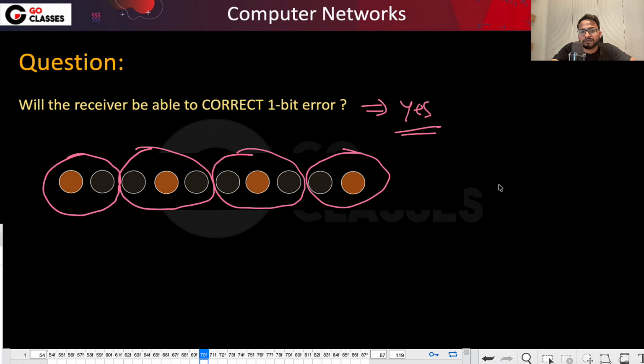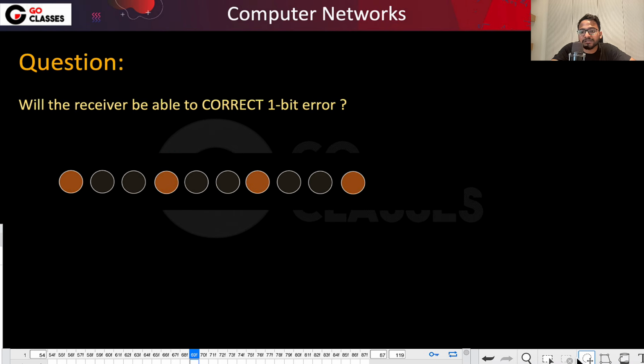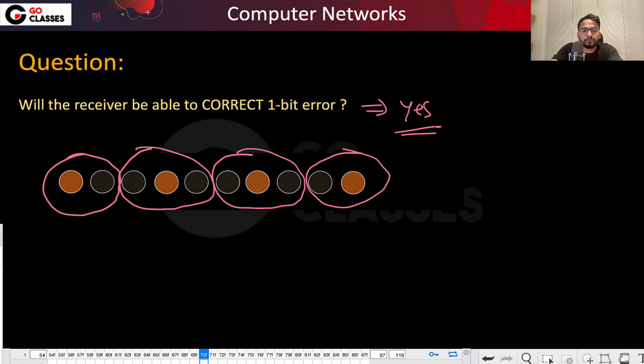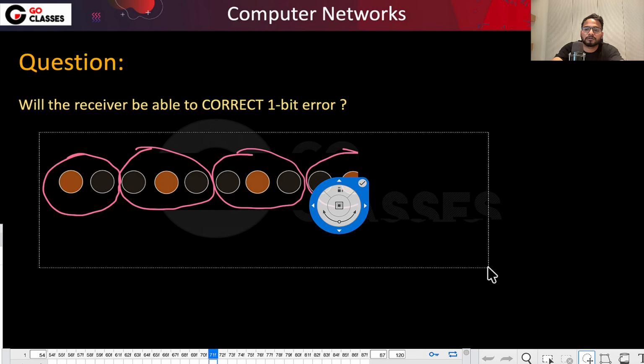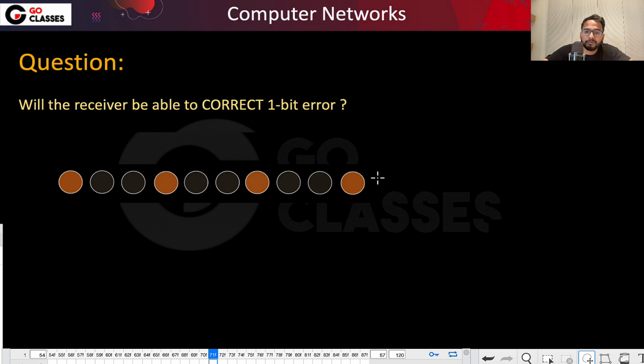For example, in this case. But let's suppose the distance is 2. Then will you be able to correct 1 bit of error? Let's suppose I ask the same question, but here the distance is 2, which means let me modify this a little bit. I need to have minimum Hamming distance 2. You can modify this also, but if you have modified 1, that's fine.